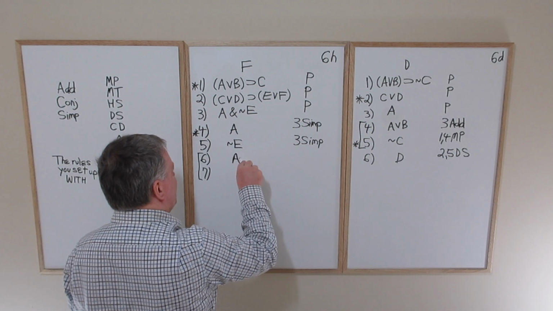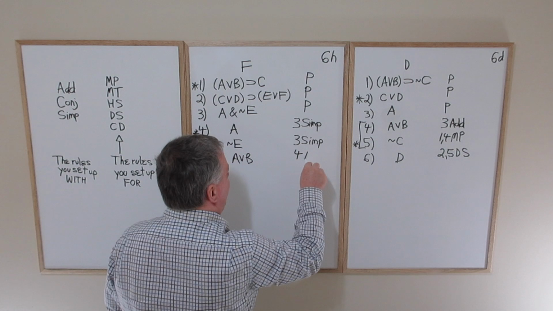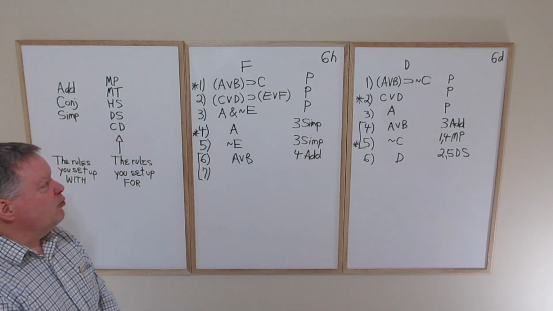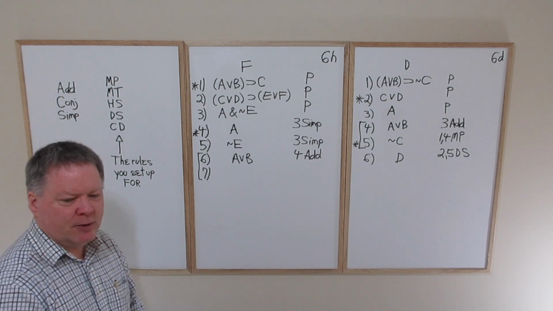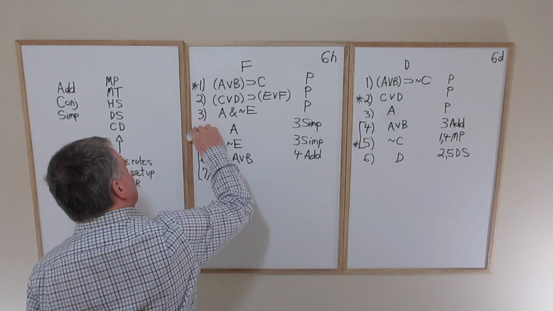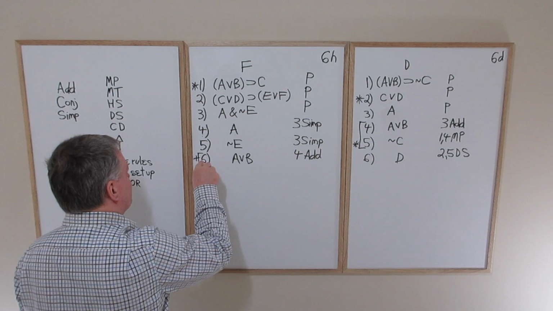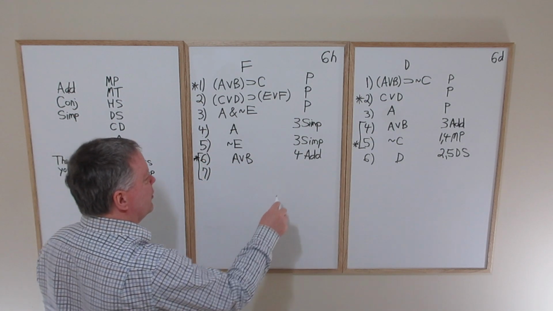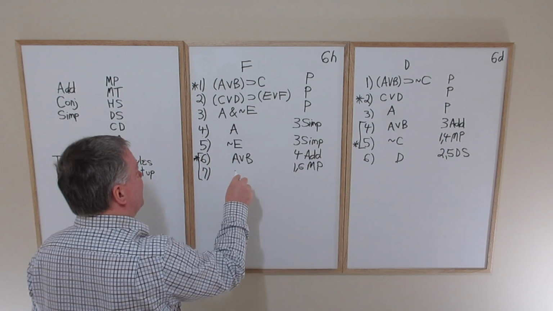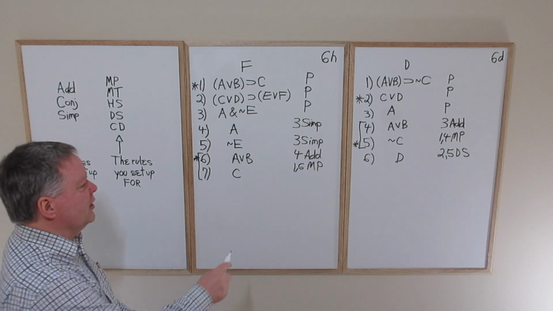Namely, we do the addition step on line 4 in order to set up for 1,6 modus ponens, which gives us the consequent of the conditional in line 1.